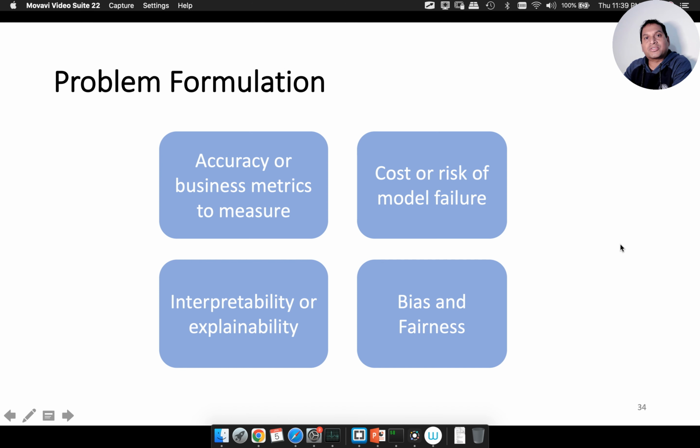In this video, we discussed that just identifying the problem type at the problem definition stage is not sufficient. We also need to understand what metrics to choose to measure the performance of the models, what the costs associated with model failures are, what the interpretability and explainability requirements are, and how to measure the bias and fairness of the models.